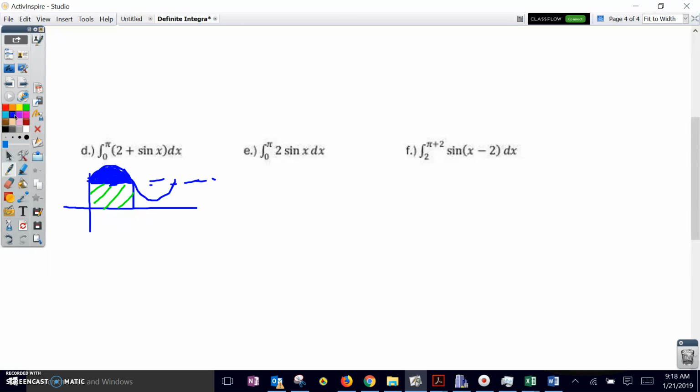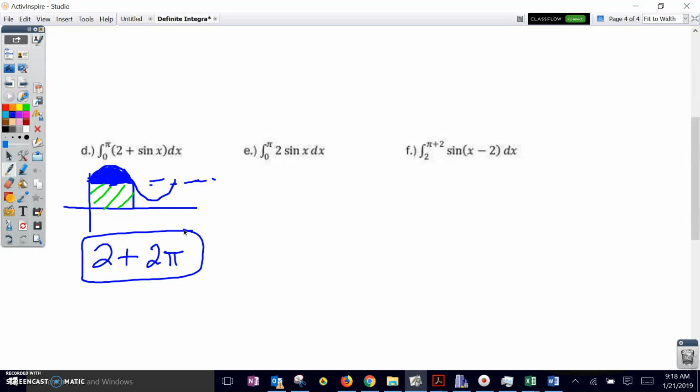And so the total area above the axis is the area of the shaded region, plus the rectangle, which is 2 units tall and pi units wide. For a rectangle, you just multiply length times width. And so that is the value of that integral.